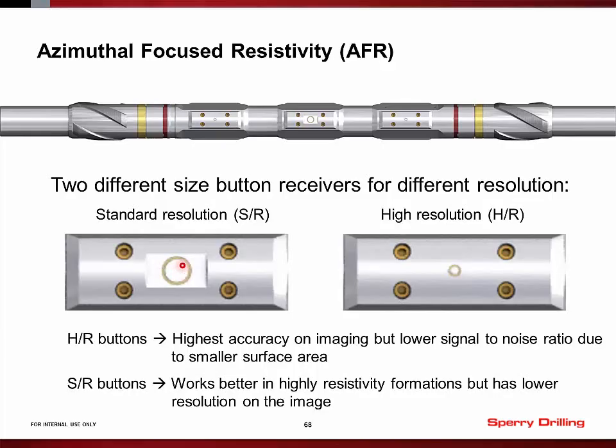So that allows us to make a measurement in formations all the way up to 20,000 ohm meters, even though the resolution of the image that we get from these buttons won't be quite so good. In practice, we can usually see most of the features that we're interested in with the standard resolution button, just not with the clarity that we can from the high resolution button.